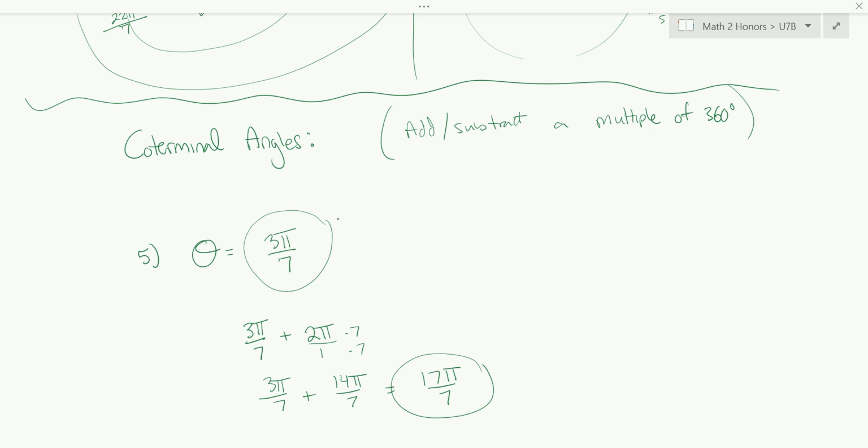Now, if I needed to find a negative coterminal angle, we could start with 3 pi over 7 and now subtract 2 pi, which is the same thing as subtracting 14 pi over 7. And you end up with negative 11 pi over 7. So now all three of those angles are coterminal with each other. So it works a lot like what we did with the degrees, but we end up using 2 pi, and we actually end up using an equivalent fraction with a common denominator. Okay.